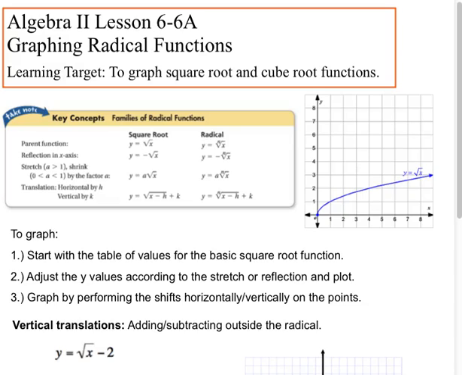Welcome back. In this lesson, we're going to begin discussing graphing radical functions. So we've done radical expressions. We've talked about solving radical equations. Now we're moving on to graphing radical functions.